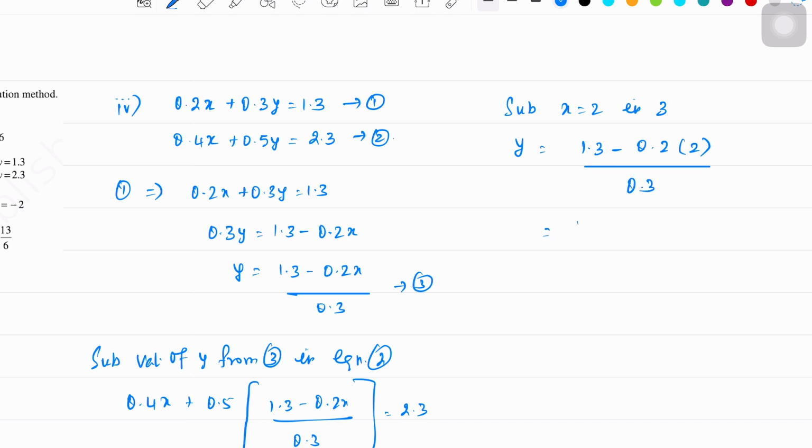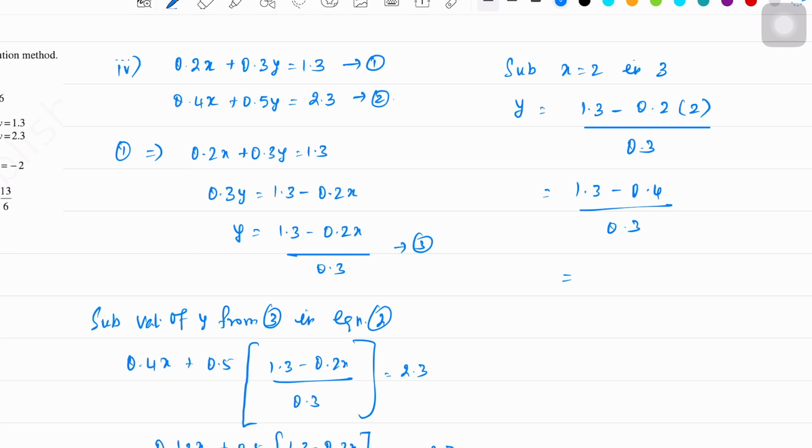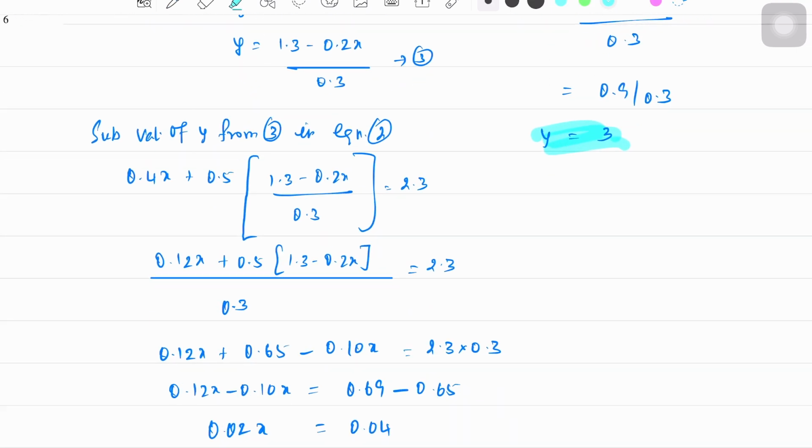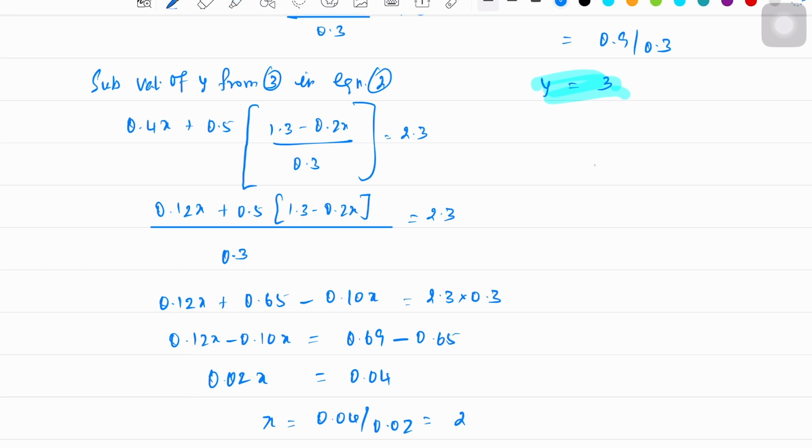This is (1.3 minus 2 times 0.2) is 0.4, whole divided by 0.3, and this is 0.9 over 0.3, because 1.3 minus 0.4 is 0.9. So this is 0.9 over 0.3, which is equal to 3, or y equals 3. So we found the values, x equal to 2 and y equals 3. So this is the solution.